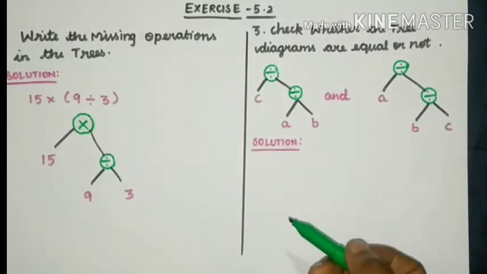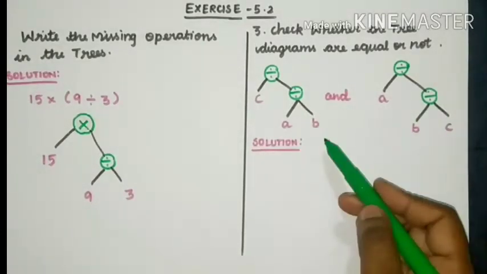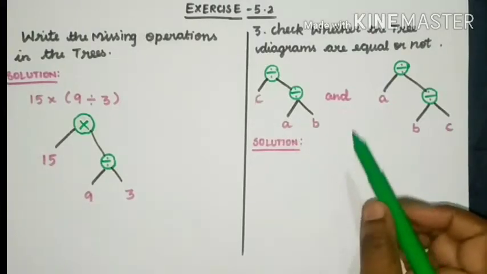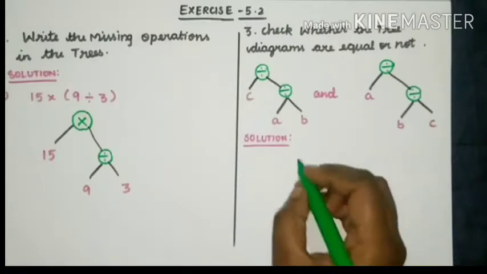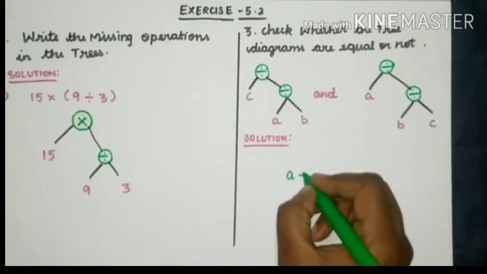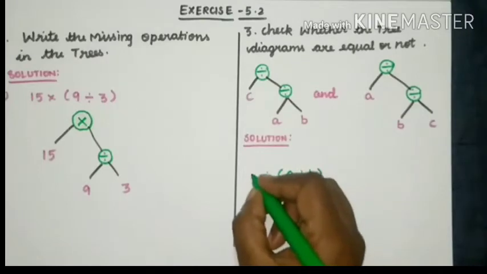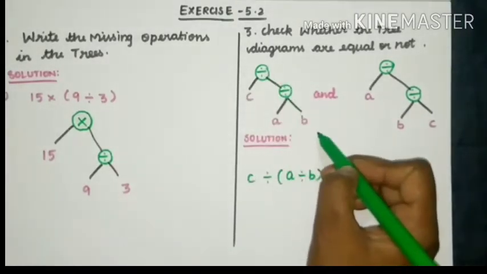Third sum. Check whether the tree diagrams are equal or not. We have to check whether the given tree diagrams are equal or not. First, let's see this tree diagram. A divided by B divided by C. That is C divided by A divided by B.